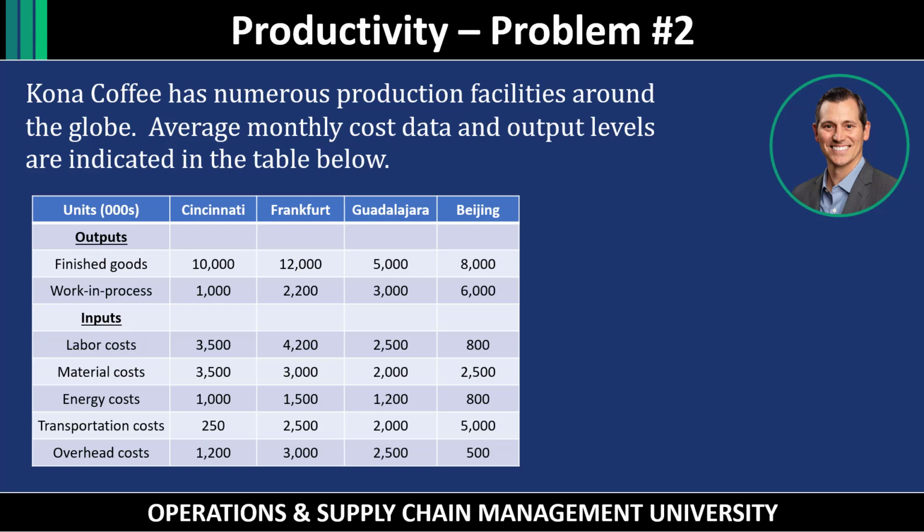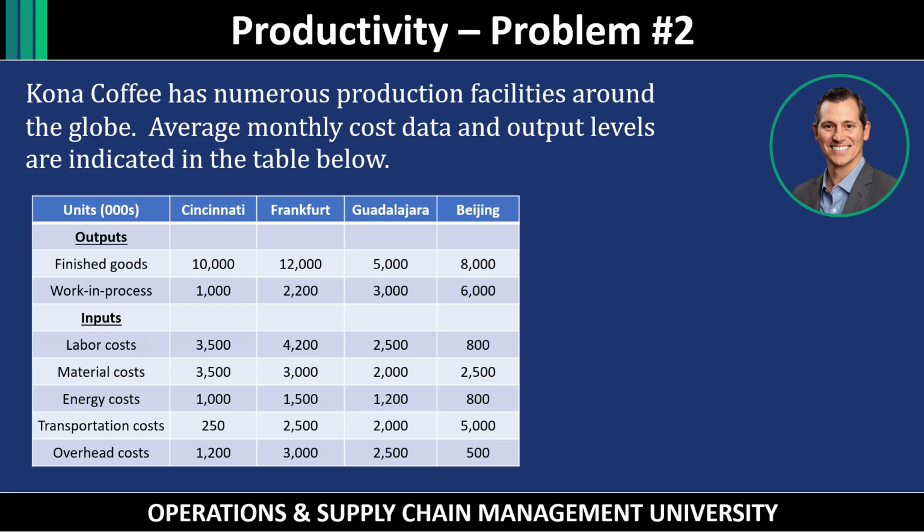Problem number 2. Kona Coffee has numerous production facilities around the globe. Average monthly cost data and output levels are indicated in the table below. You can see that the outputs are finished goods and work in process, and your inputs are labor, material, energy, transportation, and overhead. There are 4 different cities: Cincinnati, Frankfurt, Guadalajara, and Beijing.